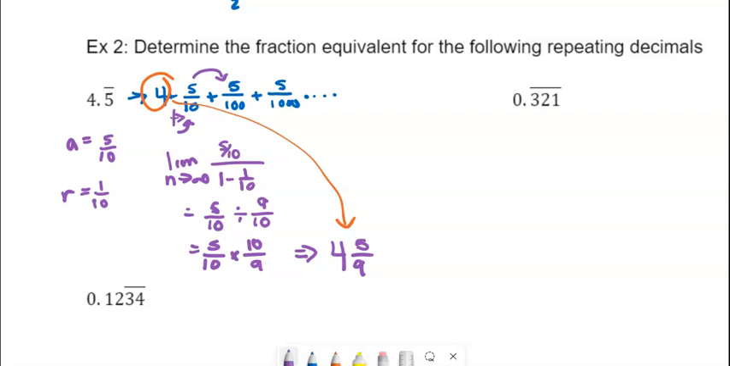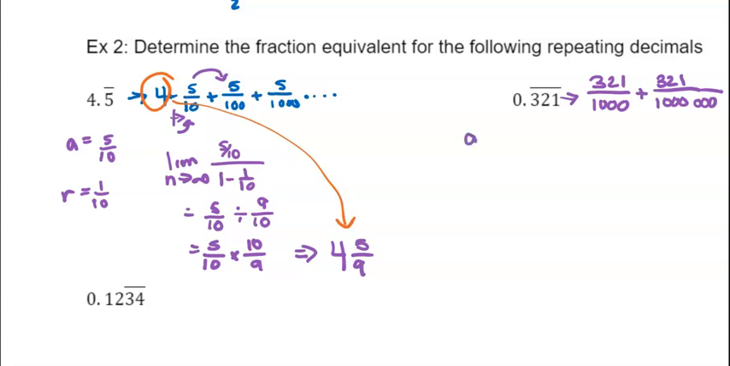Let's do another one. Okay, so I have a repeater of 0.321. First, I'm going to write this as some fractions. So I have 321 over 1,000. And then my next term is going to be 321 over 1,000 and another set of 3 zeros because I need to move it 3 spaces back. So that's 321 over 1,000,000. So my first term in this case is easy to find because I don't have any non-repeating parts. My rate is a little bit harder to find. I need to think about how many zeros I've added to go from here to here. So I'm going up by thousands.